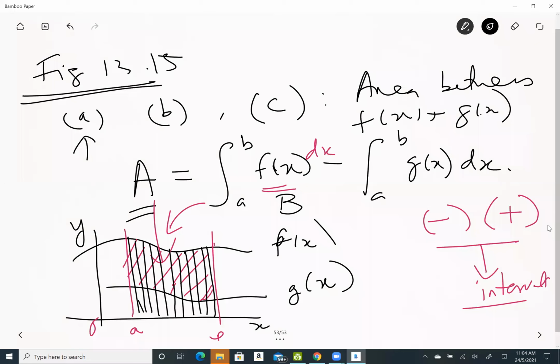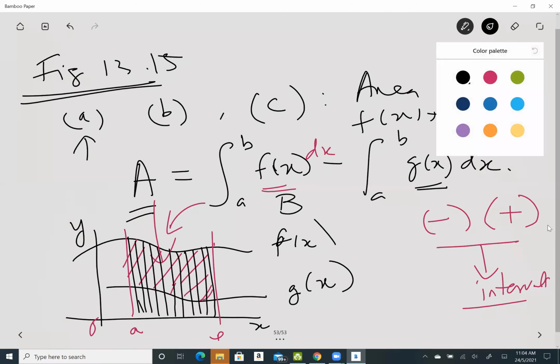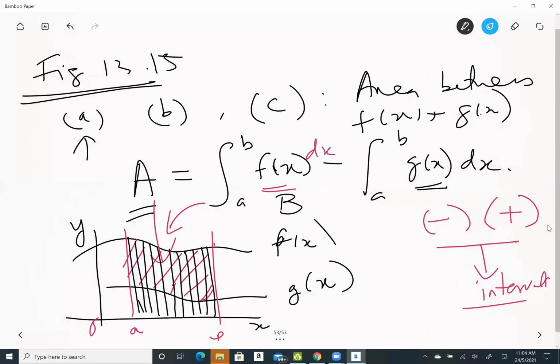Now I don't want the area under F, I want the area in between. So what do we have to do? You have to take away the area under G, so that you will have the area that we want. So take out the area under G, which I shade in blue. We call it C. So B minus C, you get A. So that is the area in between the curves.